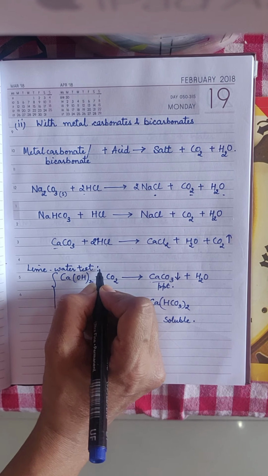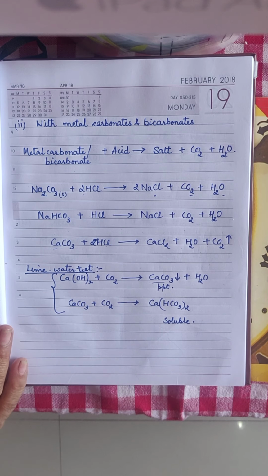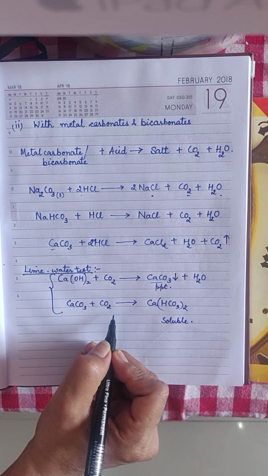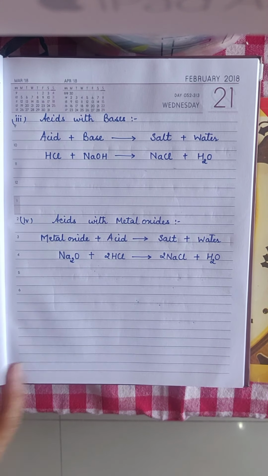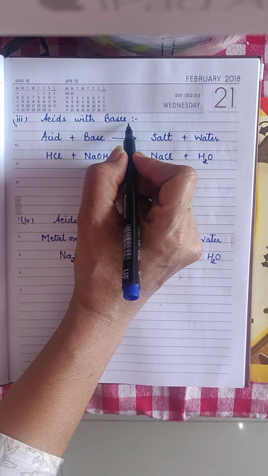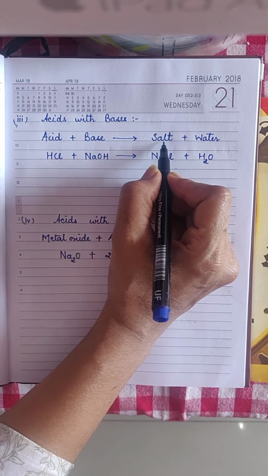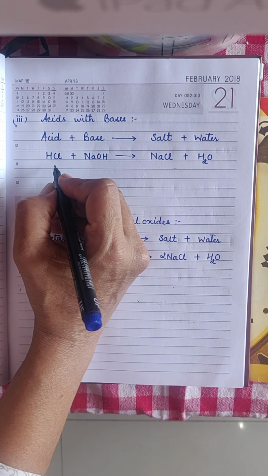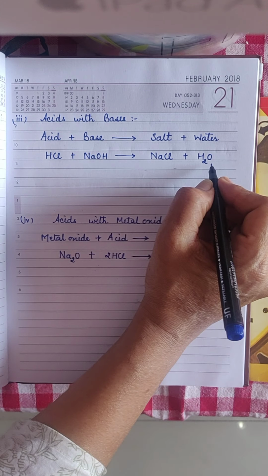It will come again and again in the next chapter also. You will study about it. This is also a part of your practical syllabus. So please learn the reactions. Okay. The next property of acids is their reaction with bases. So the general equation is: acid reacts with a base and they form salt and water. For example, hydrochloric acid reacts with sodium hydroxide and they form NaCl and water.